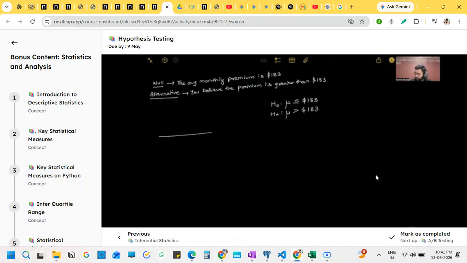Now this is my distribution, sampling distribution. Let's assume that this is 183. I'm randomly choosing any point. Now, where you want your result after the test. So let's say now how you will perform the test.